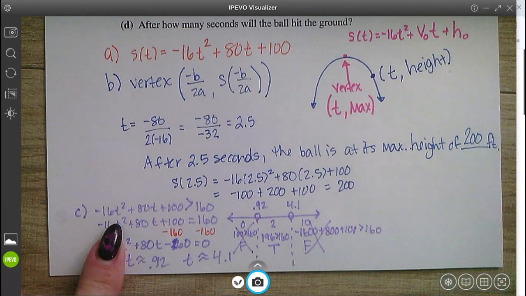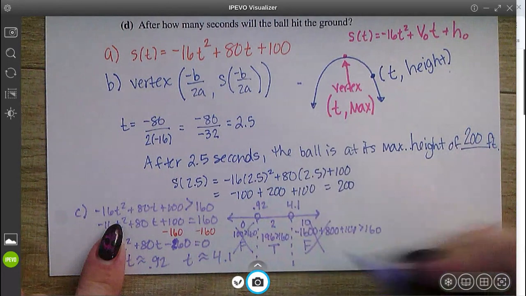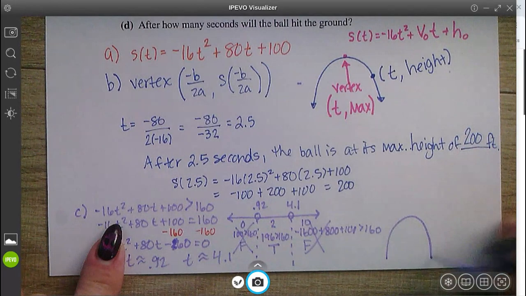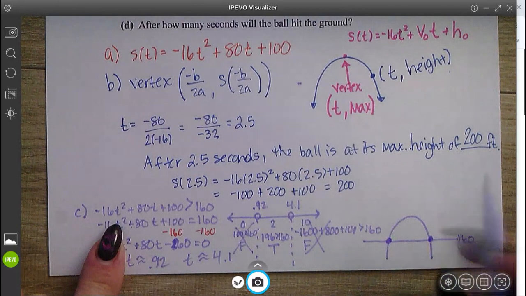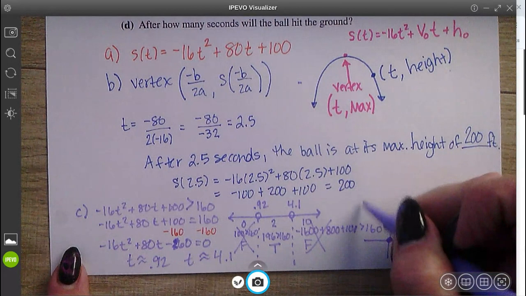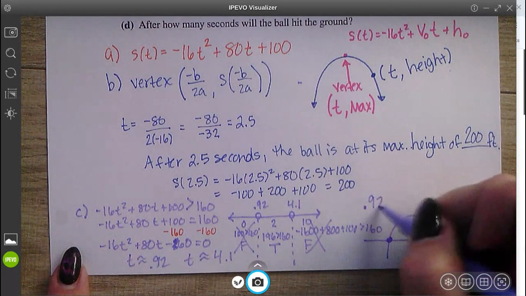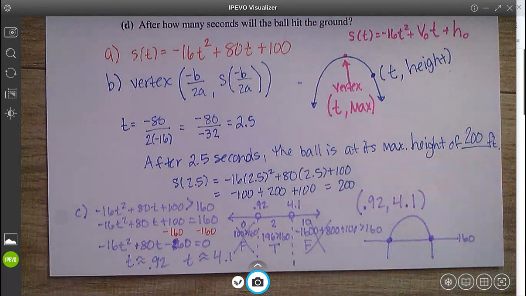But guess what? Once we have these two numbers, we could also think about what's happening. If I have my ball that's going up and then back down, and this is my 160 feet, then these are the times it's at 160. So in between those two times would be when it's above 160. So it would be above 160 between t equals 0.92 and t equals 4.1, in interval notation.